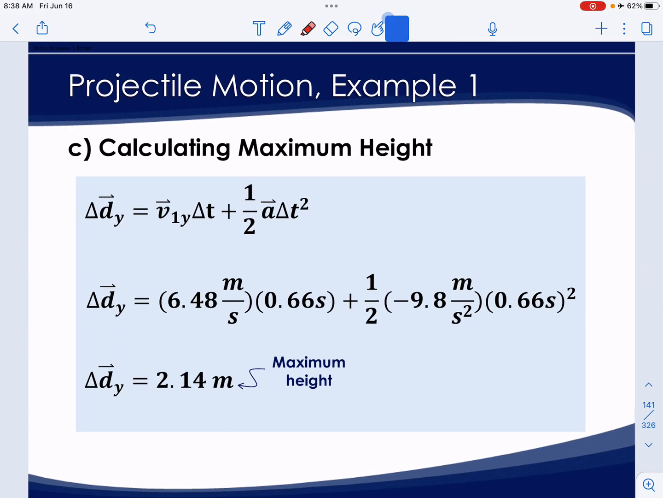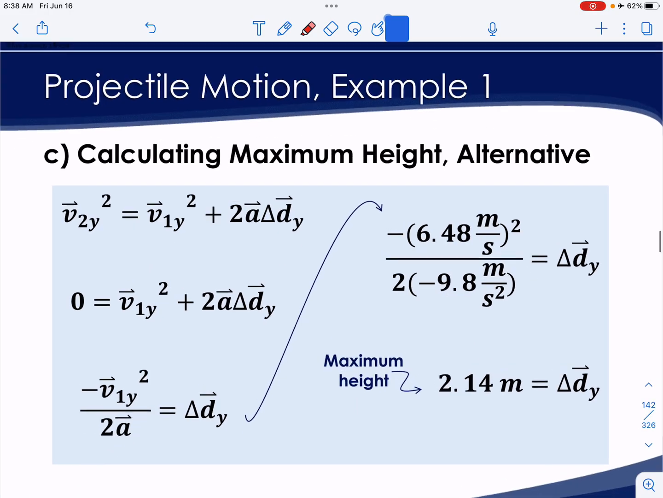And now we can use that same equation, but we're using all the variables from the middle, right? So here we plug in our 6.48 meters per second, which is our initial velocity, times our time, negative 9.8. We put all this in and we get the maximum height is 2.14 meters.